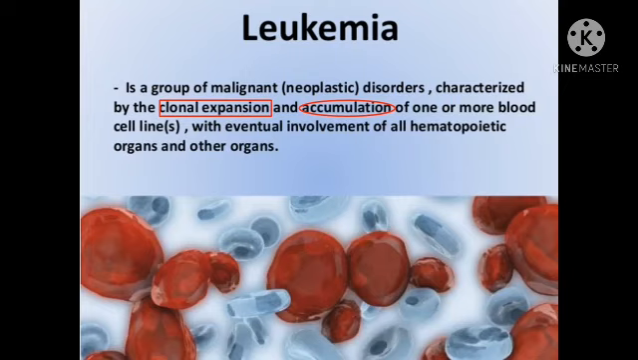You all know that leukemia is a malignant disorder. It is characterized by clonal expansion, that is only one cell type will be expanded, that means proliferated more, and as they proliferate more they accumulate in one or more organs like bone marrow, spleen, etc.